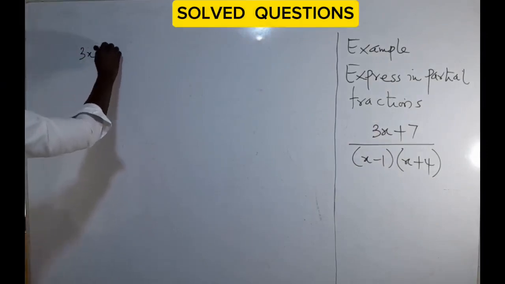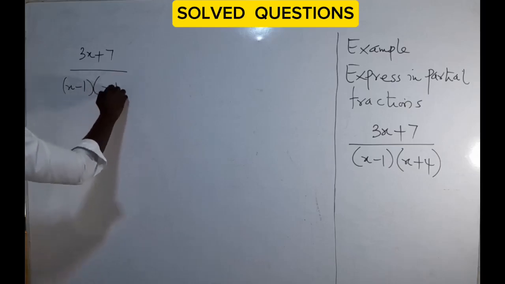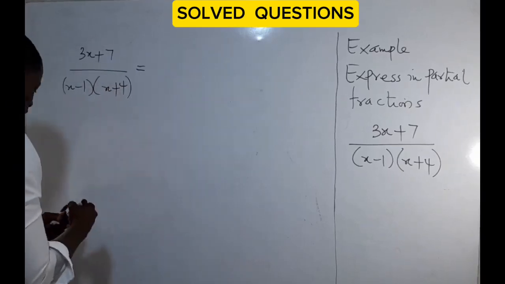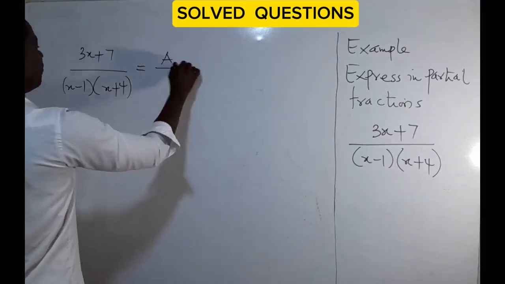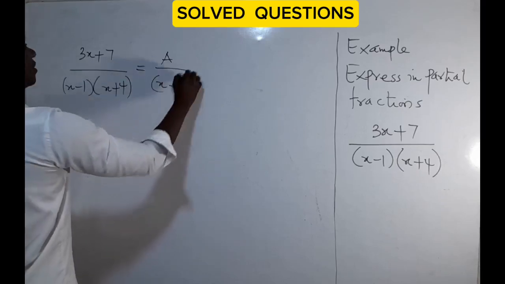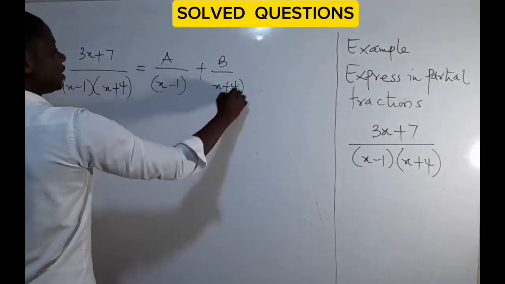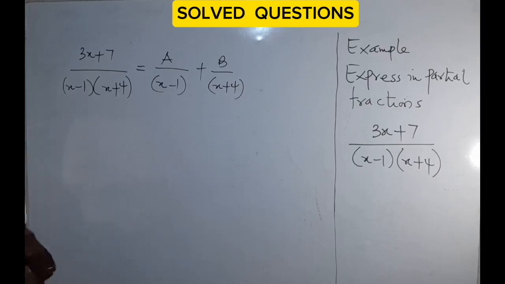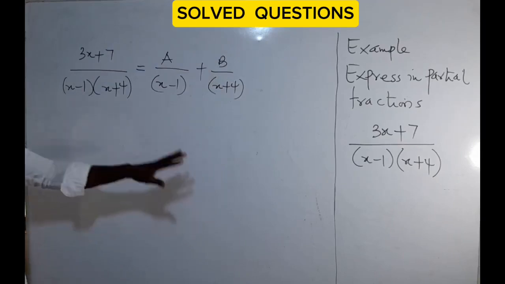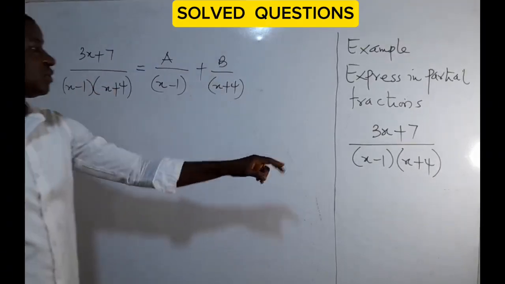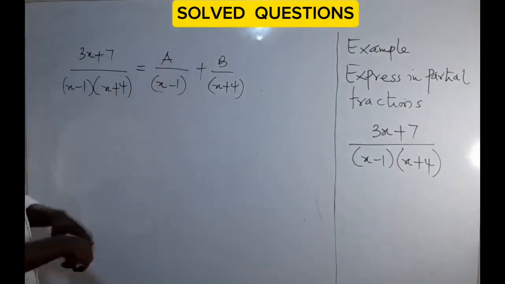We have (3x plus 7) over (x minus 1), then (x plus 4), okay? And with a denominator with a linear factor, this is how we solve it. This will be equal to A over the first factor, x minus 1, plus B over the second factor, x plus 4, okay? Now, if we have another linear factor, then it will be plus C over that linear factor. But we only have two linear factors, okay? So it will be A over the first factor plus B over the second factor.